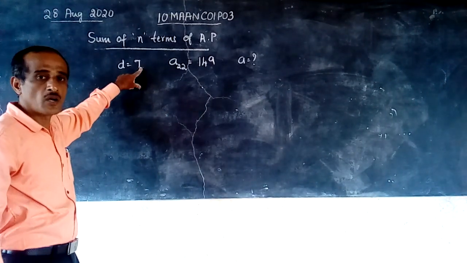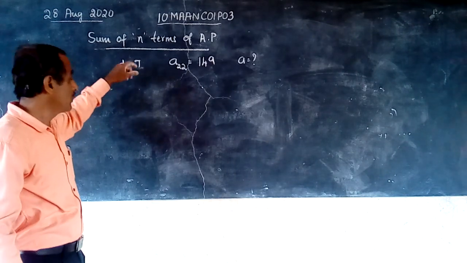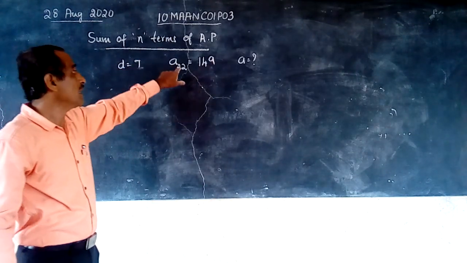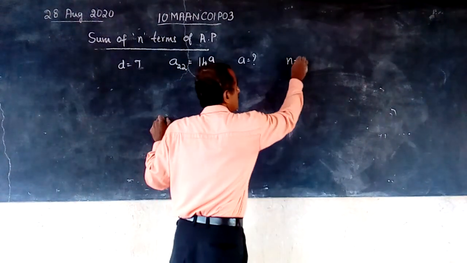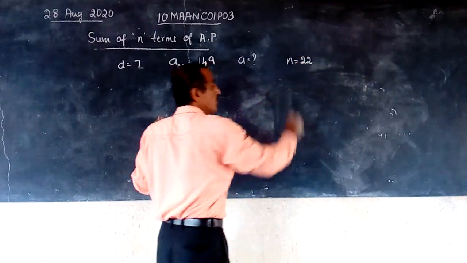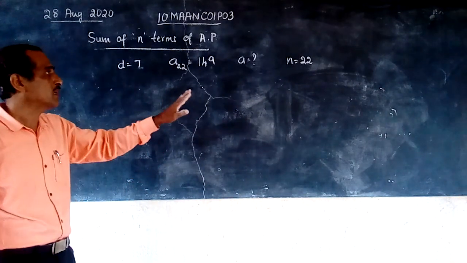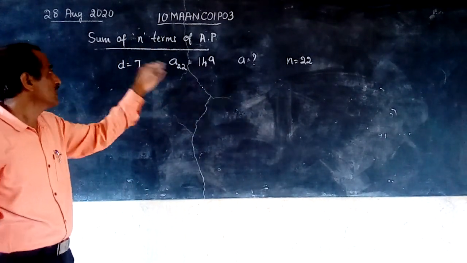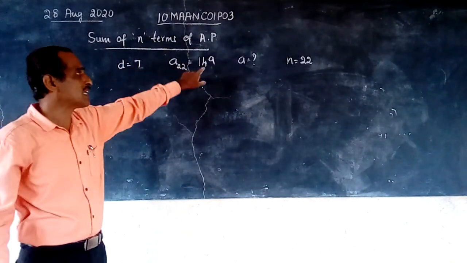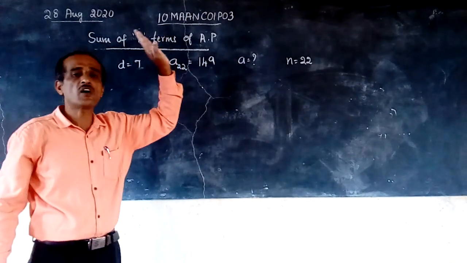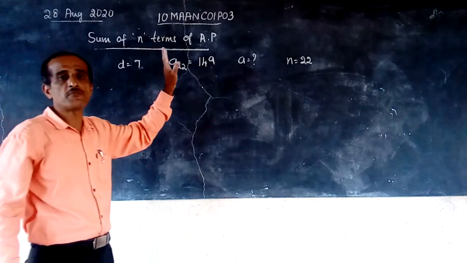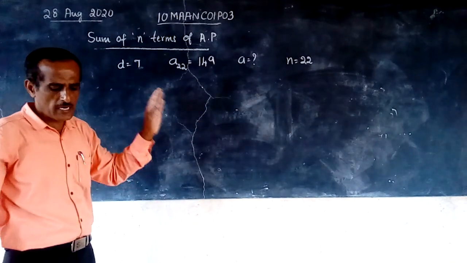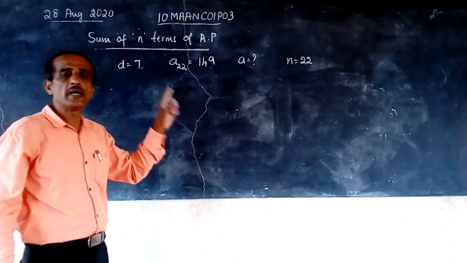The difference of the common terms is given, and the last term A22 is given. The number of terms is given, 22 terms. So the number of terms, d, and the last term are given, but a is not given. Without a you can't find the sum of 22 terms, so first you have to find a.